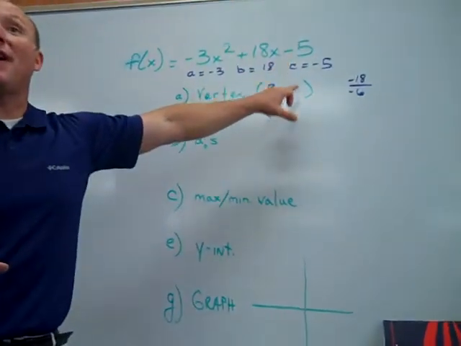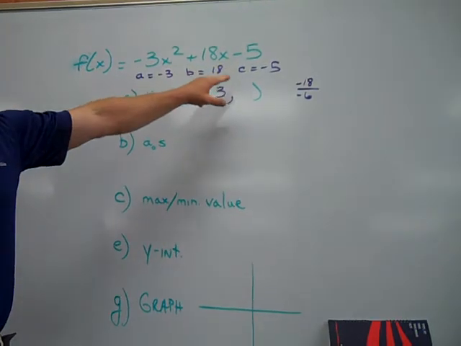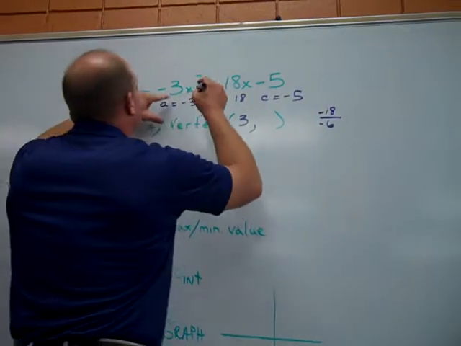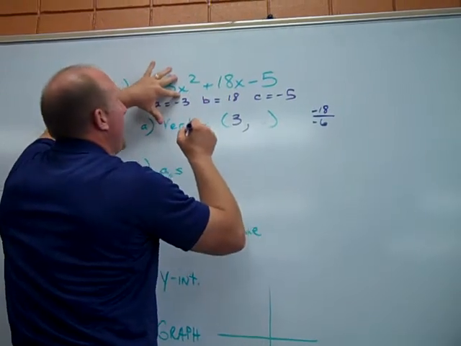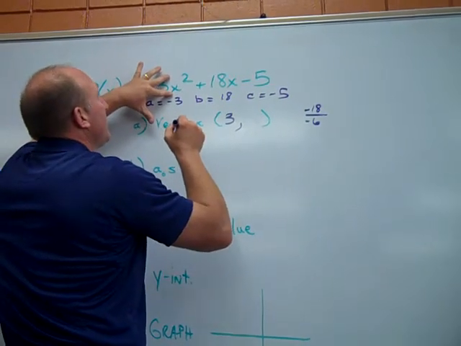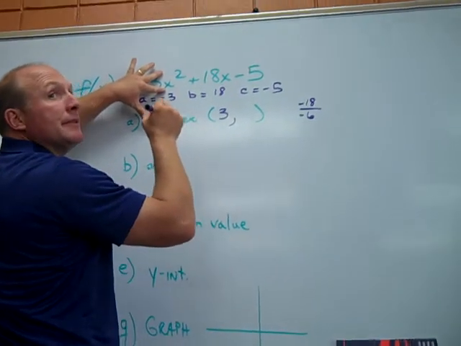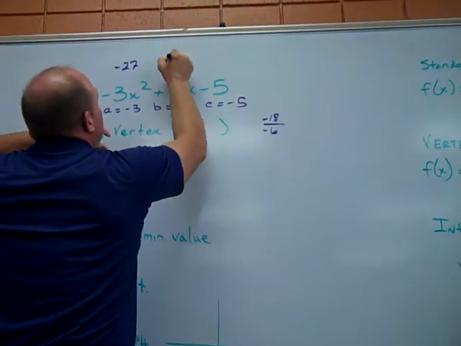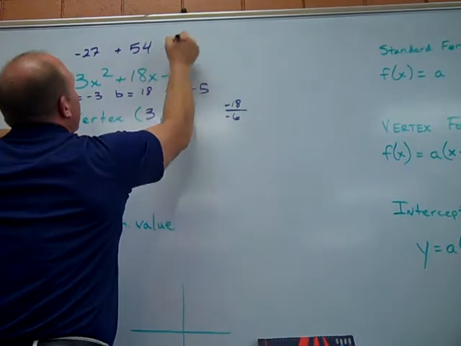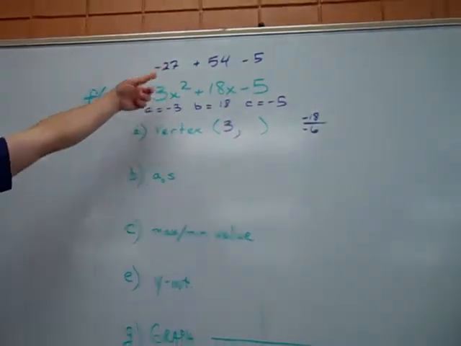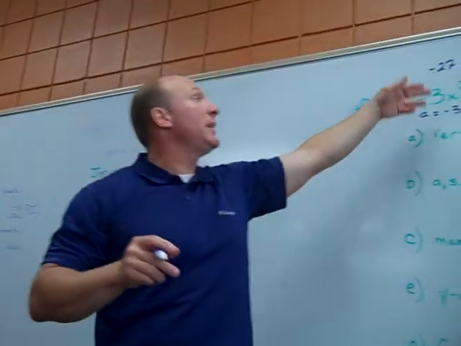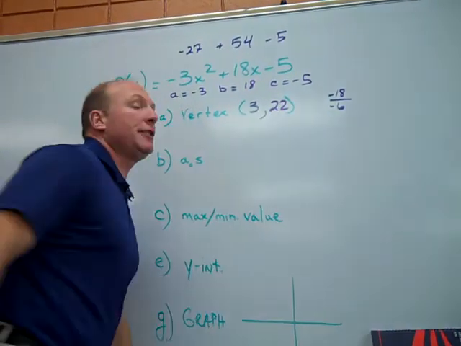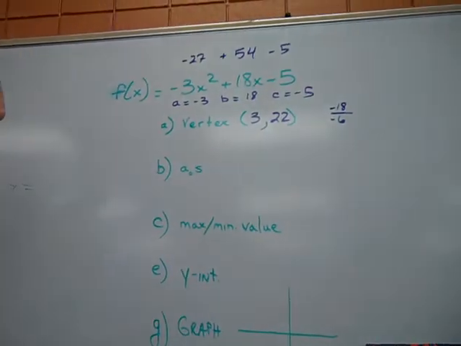Okay, so now how do I find the second component? Plug it in. So let's plug it in. What's 3 squared, son of Jack? 9. So this would give me -27 plus 54 minus 5. -27 plus 54 is 27. 27 minus 5 is 22. There is your vertex, ladies and gentlemen.